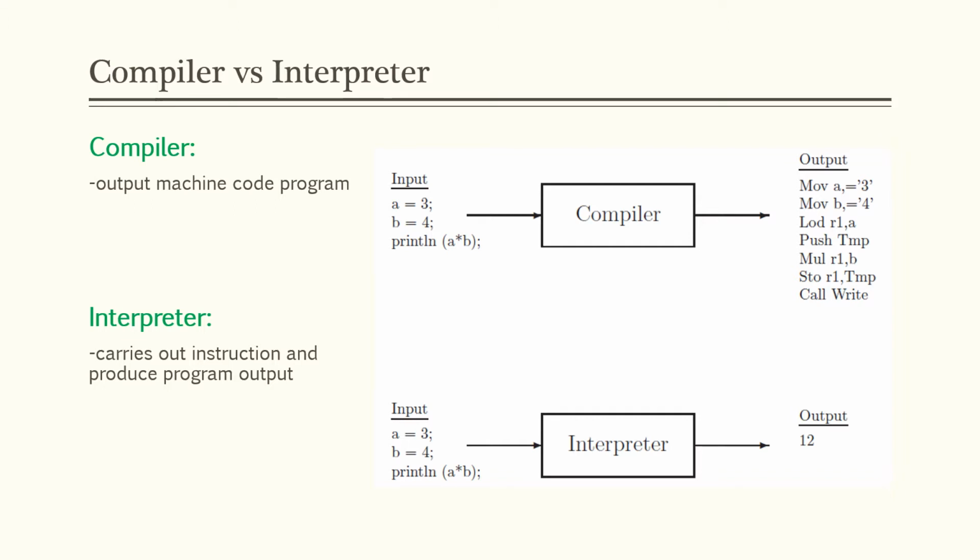But the difference is in the output. The output for the compiler is a program, a set of instructions in a lower-level language, in this case an assembly language. Whereas for the interpreter, the output is the program output. It means the interpreter will compute the instructions and produce the outputs of the program. So that is the difference. The compiler produces instructions and a program, whereas the interpreter produces the program output.